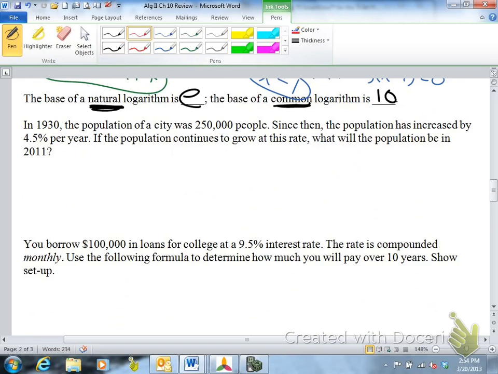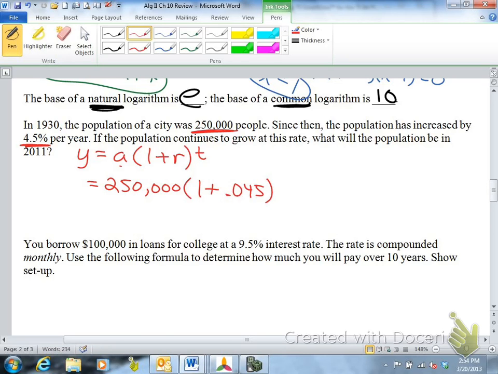Okay, word problem. For this word problem, I'll give you the formula, which is y equals a times 1 plus r to the t. The a value, initially it's 250,000 people, so that would be 250,000. Your rate of growth for people is this percent as a decimal. And notice the years, from 1930 to 2011 is how many years? 81 years.